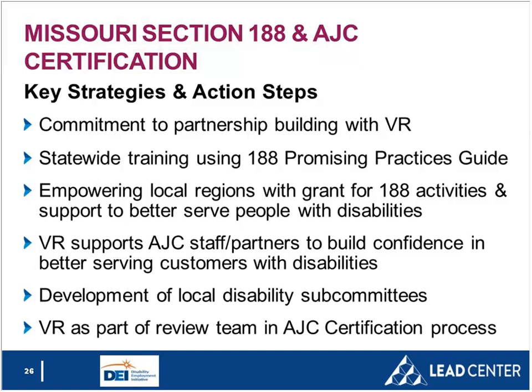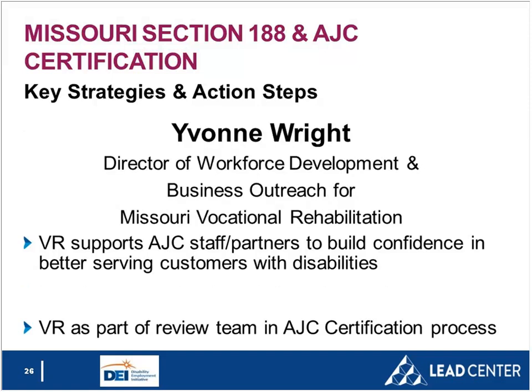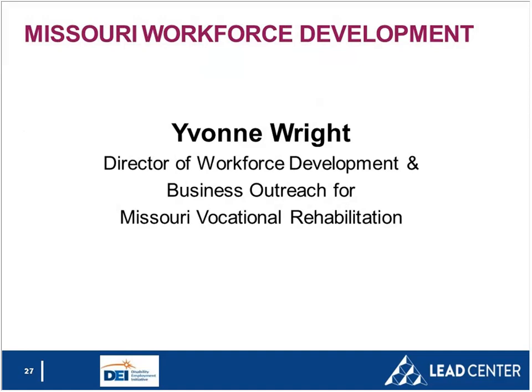We got a lot of questions about that in Part 2, and also ways to better support serving people with disabilities. They talked about VR supporting the AJC staff and partners so that they could feel more comfortable and confident in serving customers with disabilities. Also disability subcommittees and the role that they play. And also, Virginia just talked about this, and here's another one in Missouri where VR and the partners are part of that review team for the AJC certification process, which really helps build a greater awareness about how the one-stops function.